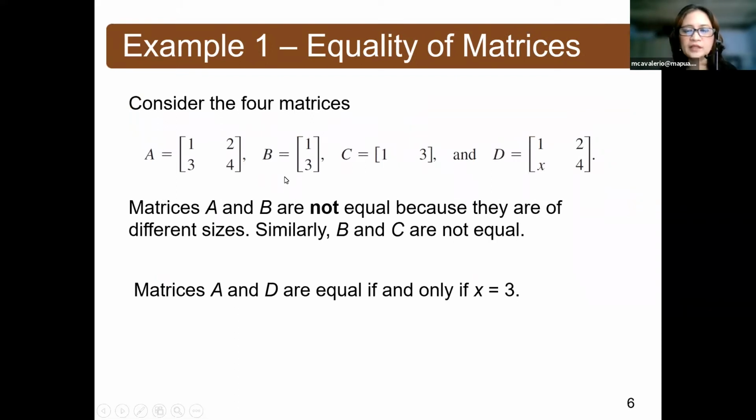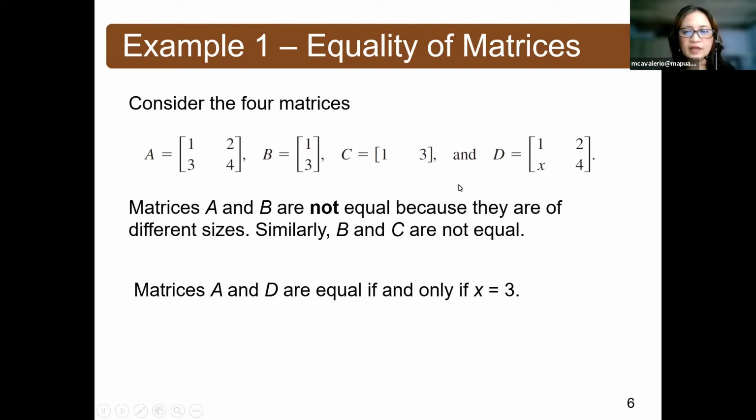Now, let us apply the concept of equality of matrices. Consider the four matrices A, B, C, and D, wherein A is a 2 by 2 size matrix, B is a 2 by 1 matrix, C is a 1 by 2 matrix, and D is a 2 by 2 matrix. Matrices A and B are not equal because they don't have the same size. Also, B and C are not equal because they are not of the same size. But since A and D are of the same size, we can apply the equality of matrices.